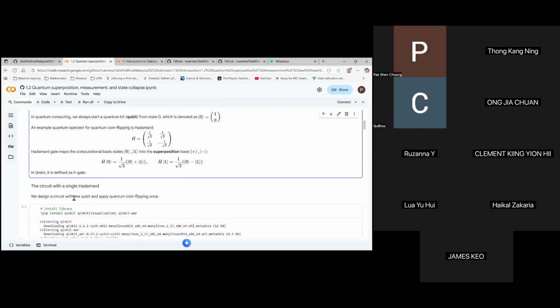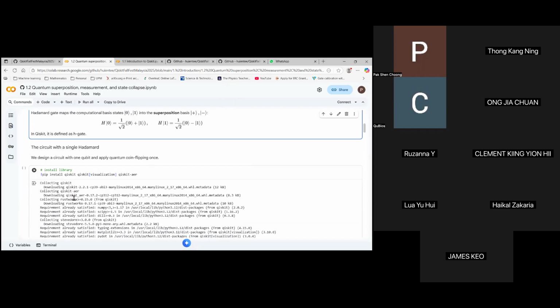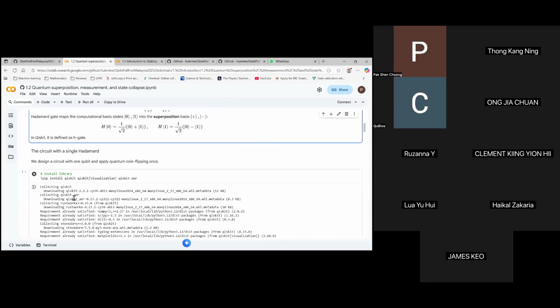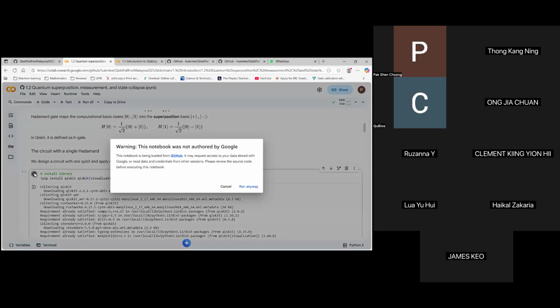So okay, now I will show what the Hadamard gate, which I explained just now, looks like in Qiskit. Okay, I'll connect with the server. Make sure Google Colab is always connected here so that you can run your modules in Google Colab.